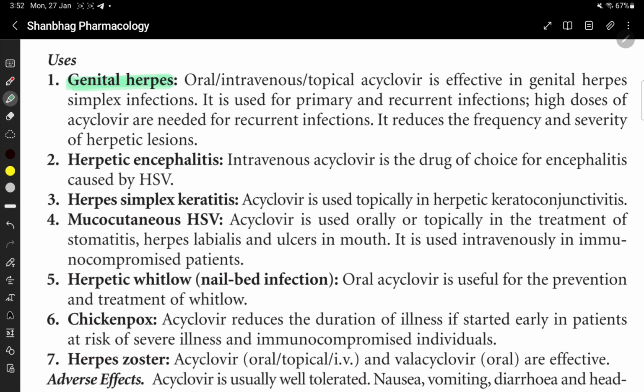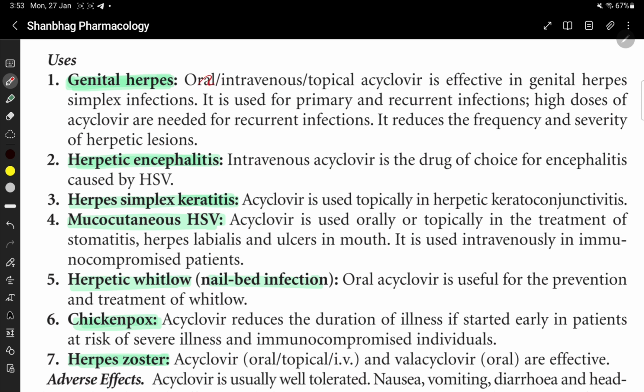The uses are genital herpes, herpetic encephalitis, herpes simplex keratitis, mucocutaneous herpes simplex virus, herpetic whitlow, that is nail bed infection, chickenpox, and herpes zoster.